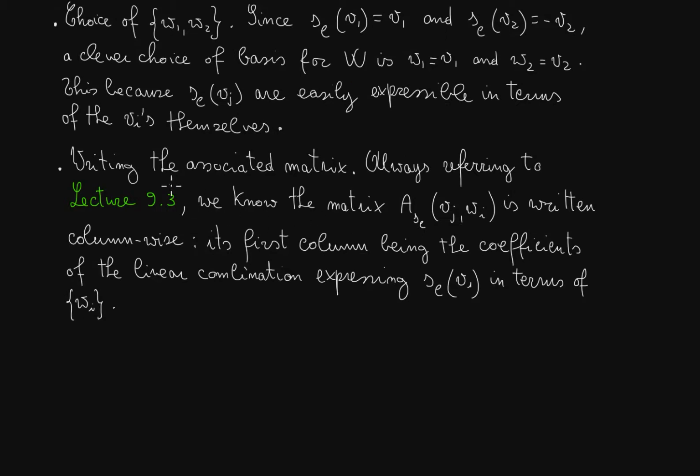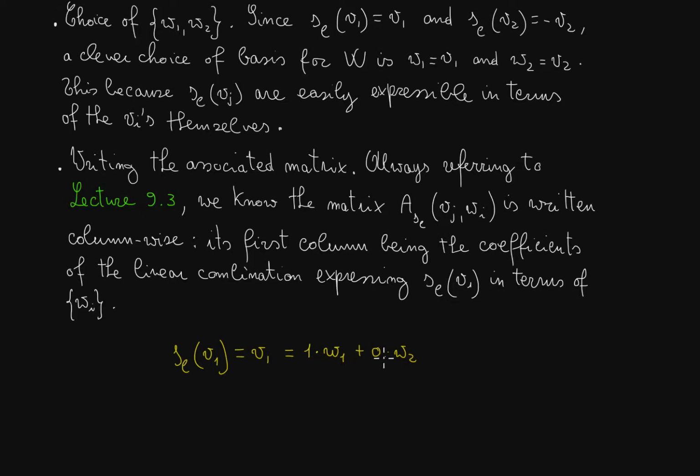I remind you that in lecture 9.3, the matrix A, SL, Vj, Wi is written column-wise. Its first column being the coefficients of the linear combination expressing the image of V1 in terms of the basis of the codomain. So the image of V1, as we said, is V1 itself. In order to find the first column of the associated matrix, we want to express V1 as a linear combination of the basis we have chosen of the codomain, W1 and W2.